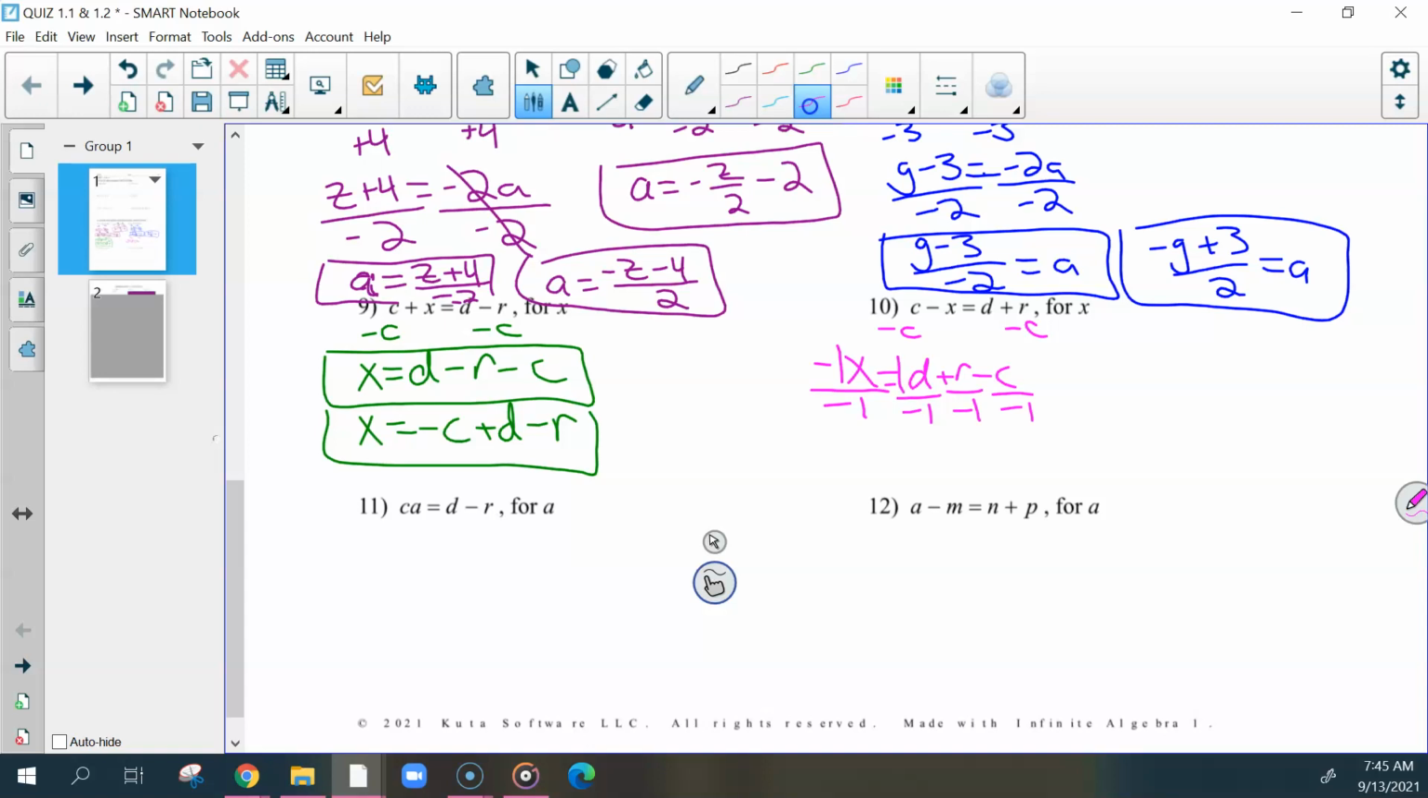Remember that there are like invisible ones in front of all of these. So when I'm dividing, I'm really changing the signs. Negative, negative, that becomes positive. Positive, negative, that becomes negative. Positive, negative, that becomes negative. Negative, negative, that becomes positive.